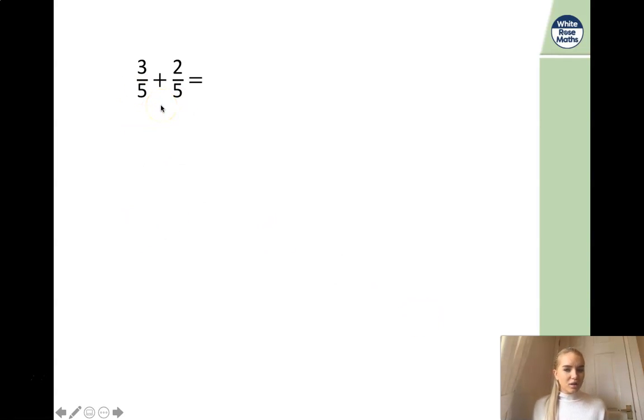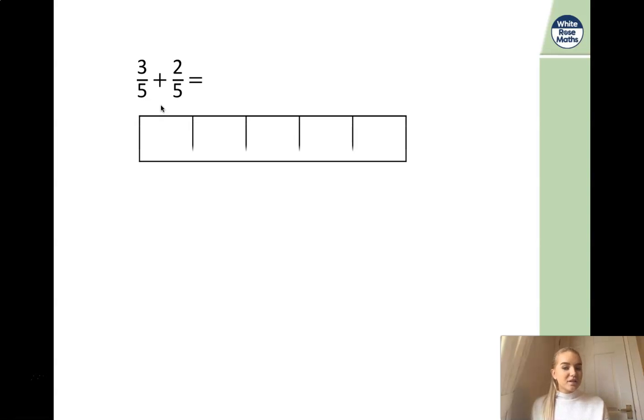Does that mean that our denominator for our answer is going to be 10? No, it doesn't, does it? It's going to stay at 5. Fantastic. And we know that because our denominator is 5, how many sections is our bar model going to be split into? 5. Fantastic.